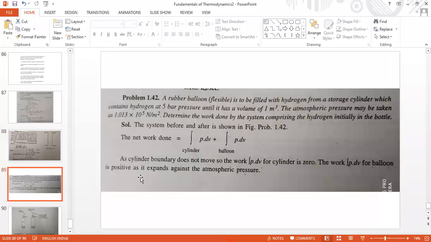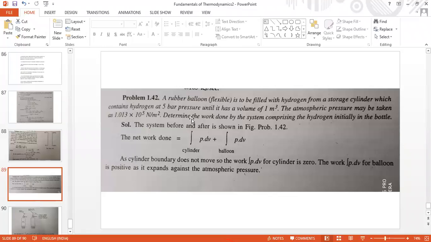Number 3. This is of course a model problem, which will be thoroughly understood in the later stages also. A rubber balloon is to be filled with hydrogen from a storage cylinder which contains hydrogen at 5 bar pressure. Why solving problems is important is to habituate ourselves to different units and different parameters, properties.